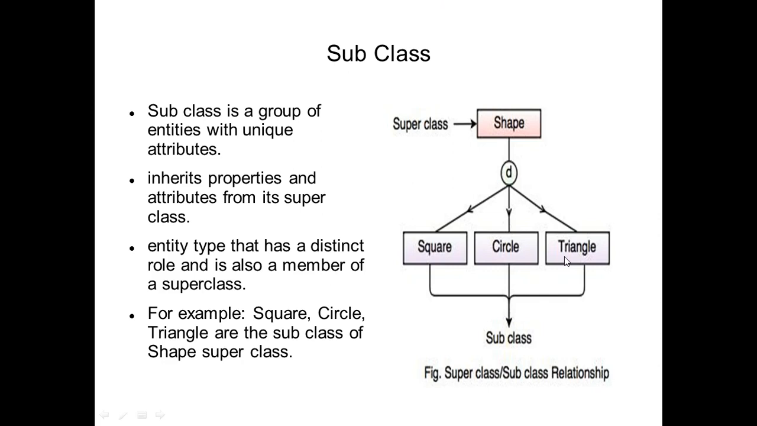So in this example, the shape is the superclass and square, circle, triangle, these are the subclasses. Because these three subclasses are going to inherit something from this shape. Square is having some extra things, that all the sides are same. Circle is having radius, diameter. Triangle is having length, height. But these are shapes. So the main thing is shape. So it is the superclass and these are the subclasses.